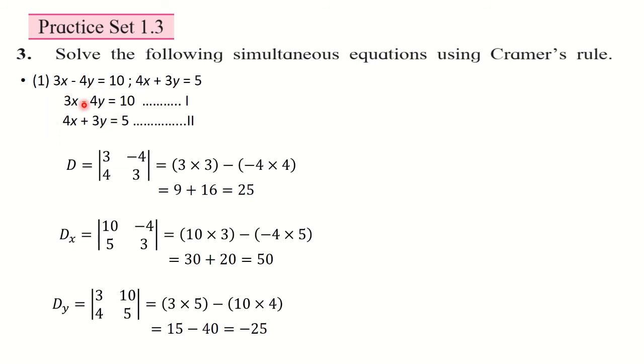So see this 3 and minus 4, write in the first row; 4 and 3, write in the second row. Then for dx, write the two numbers on the right hand side here in the first column. At the same time, write those numbers in the second column for dy. Then here take these two numbers down in dx and these two numbers down in dy. So this way you can write all the three determinants.